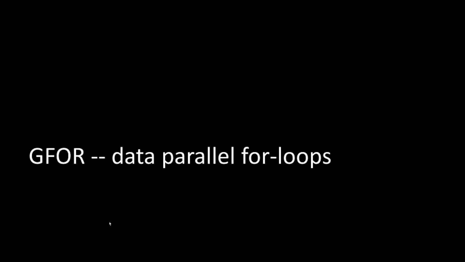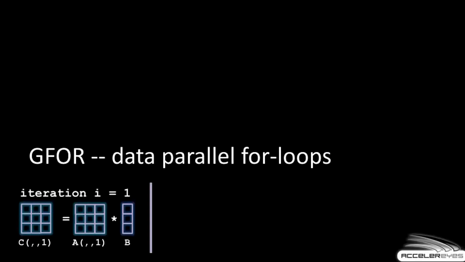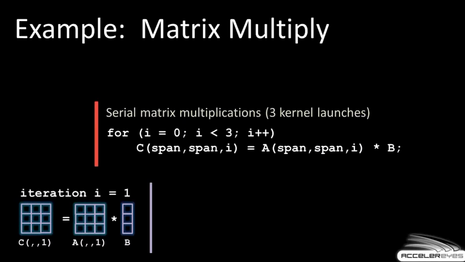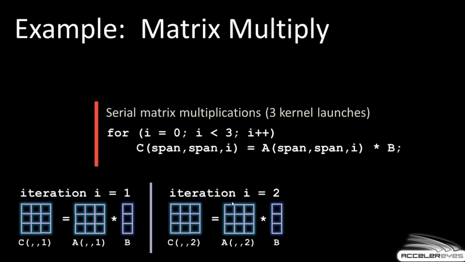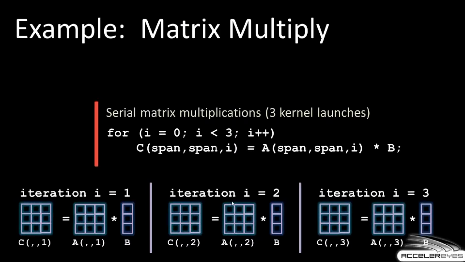So another very interesting thing about GPU computing is it enables data parallel for loops. Now, what does that mean? Here's how you might program matrix multiplication. In a for loop you take this slice of a volume and multiply it against this matrix, store it into this slice of the output volume. This is a standard C for loop. So here it does the first iteration, this vector against the matrix, store here, and it does the second iteration and the third iteration, all done serially one after the other, 3 entire kernel launches.